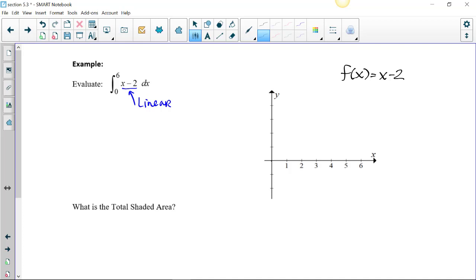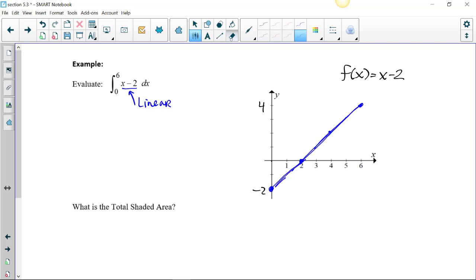So if I start at 0 and I put 0 in there, I get negative 2. And if I put in 6, I get 4. So my y values go from negative 2 to 4. So here's a point. What happens if I put in 2? I get 0. If I put in 4, I get 2. And we know it's a line with a slope of 1, so you could use the slope and the y-intercept as well. Here's the graph of my function.